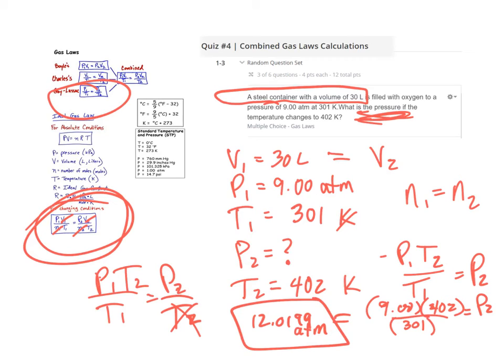Alright, hopefully you're getting this. I'm going to keep doing them. Let's try another one from Quiz 4.